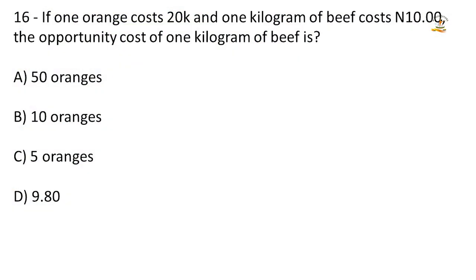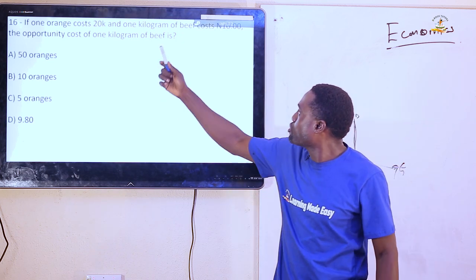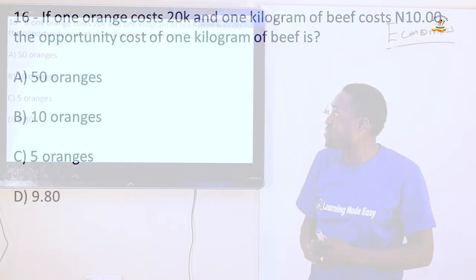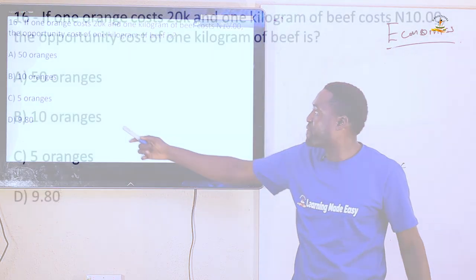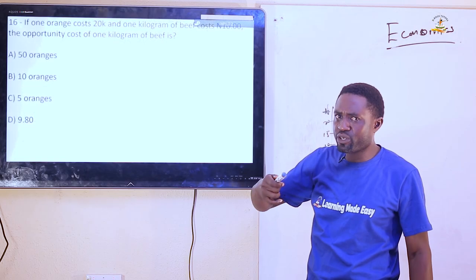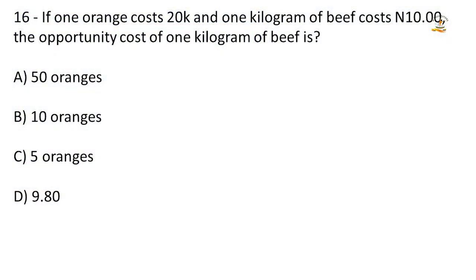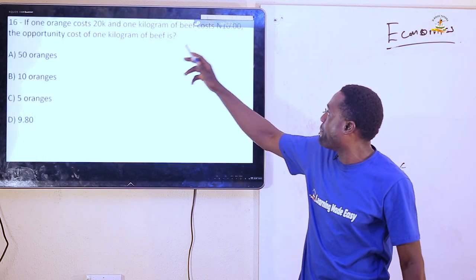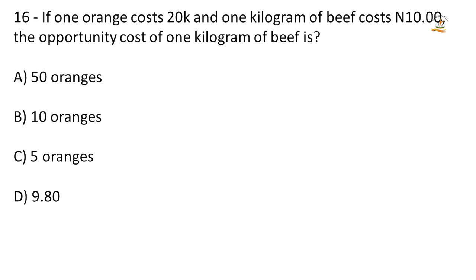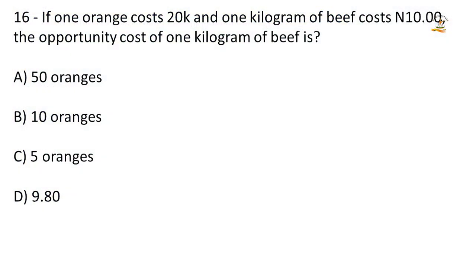An orange costs 20 kobo. All you have to do is think about how many oranges you can buy with 10 naira. And if you do the calculation very well, you will discover that you can buy 50 oranges with 10 naira. If you do the calculation, you can do it on your own. You get 50 oranges by paying 10 naira, if the orange costs 20 kobo each. So the opportunity cost of 1 kilogram of beef is 50 oranges.